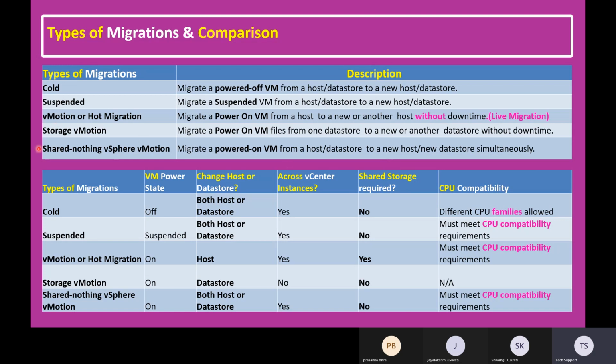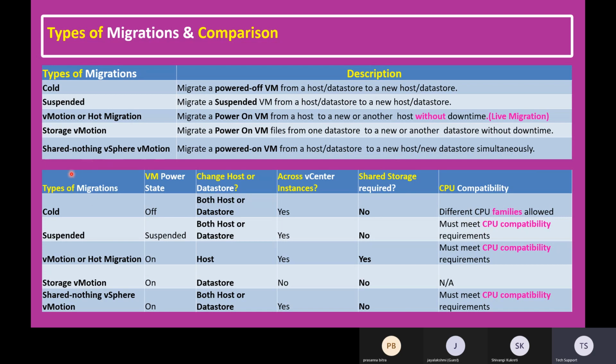But the only condition for this is that it will migrate through our network. So that means we require a vSphere distributed switch configuration. If you have a DV switch configuration, distributed virtual switch, you can perform this migration. And here the definition is: migrate a powered-on virtual machine from a host or data store to a new host and data store simultaneously. So that is nothing but a shared nothing vSphere vMotion.